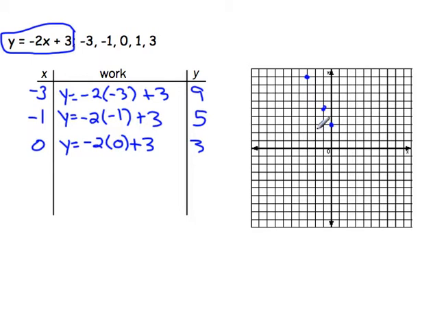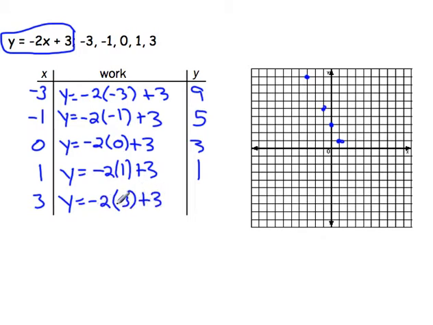is my next point. Then we have 1. Y equals negative 2 times 1 plus 3. Negative 2 plus 3 is 1. So I have a point at 1, 1. And then my last domain is 3. Y equals negative 2 times 3 plus 3. Negative 6 plus 3 is negative 3. So I have my last point at 3, negative 3.